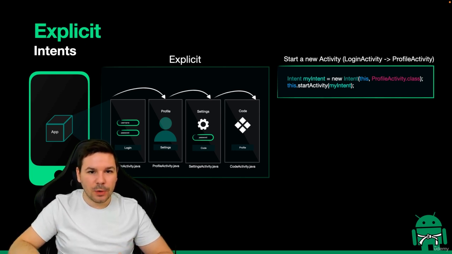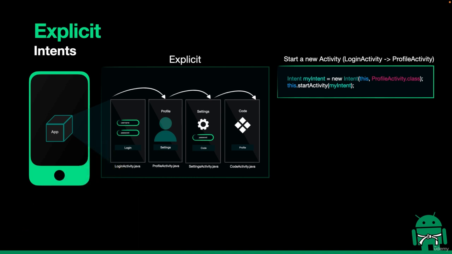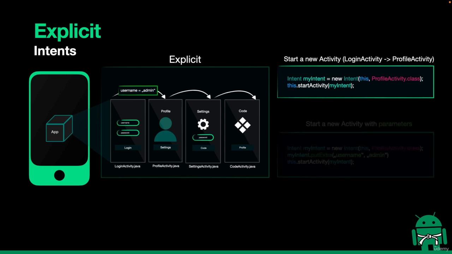In this case, we are doing this for the username. Let's say we are logging in to this application as the user admin, this one over here. Now in the profile activity, it would be nice if we can see which user we are logged in as right now. And also the profile data and of course the permissions regarding this user. We can pass this information based on an intent. And this looks like the following over here.